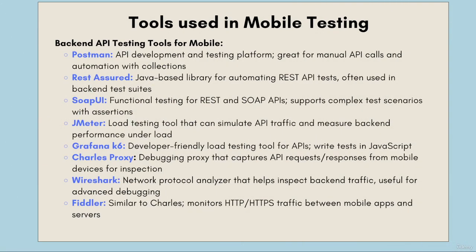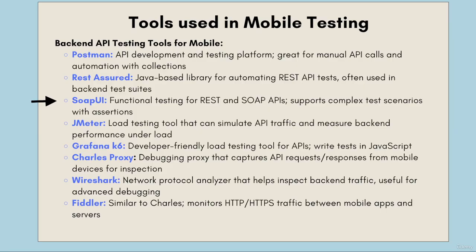Now here are the backend tools that are more specific for API testing. So Postman, that's a big one and the most common one. That is an API development and testing platform, which is great for manual API calls and automation with collections. We got Rest Assured, a Java-based library for automating REST API tests, often used in backend test suites. SoapUI, functional testing for REST and SOAP APIs.